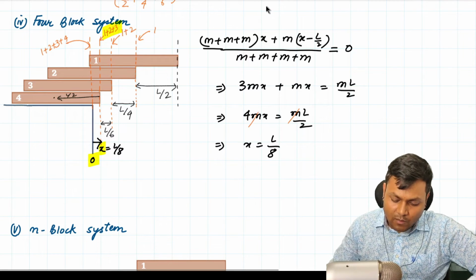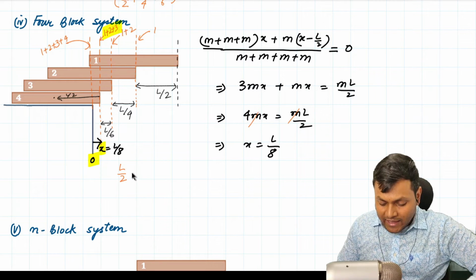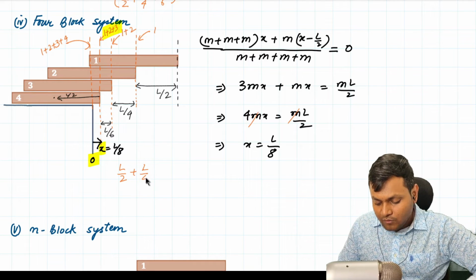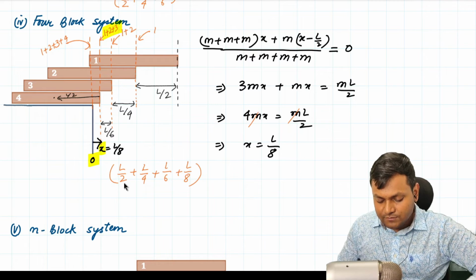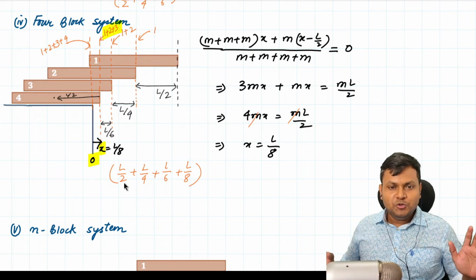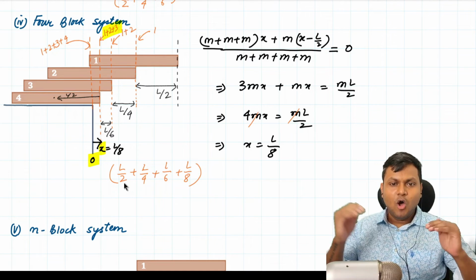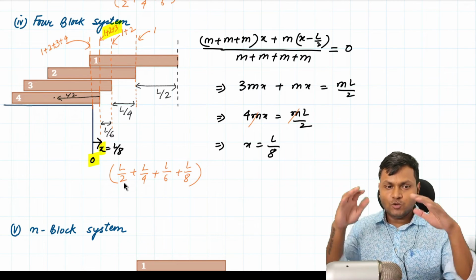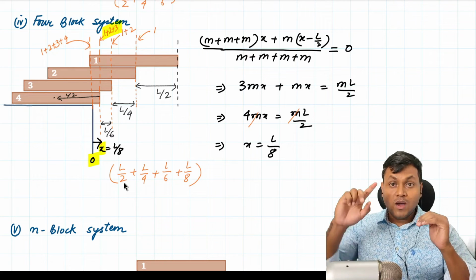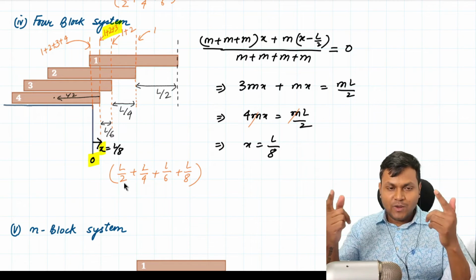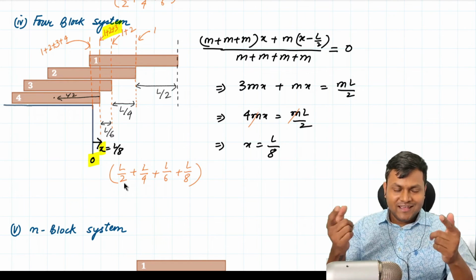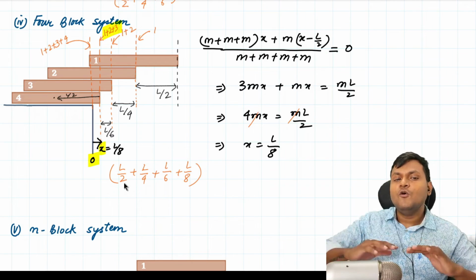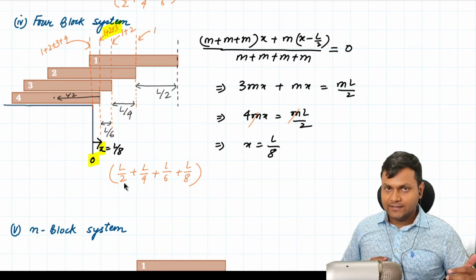That means the maximum overhang possible here is L upon 2 plus L upon 4 plus L upon 6 plus L upon 8. So as you can see, if I'm trying to balance blocks over each other, not only do I need to balance 1 over 2, I need to balance 1 and 2 over 3, and I need to balance 1, 2, and 3 over 4, and then I need to balance 1, 2, 3, and 4 over the edge, and so on.